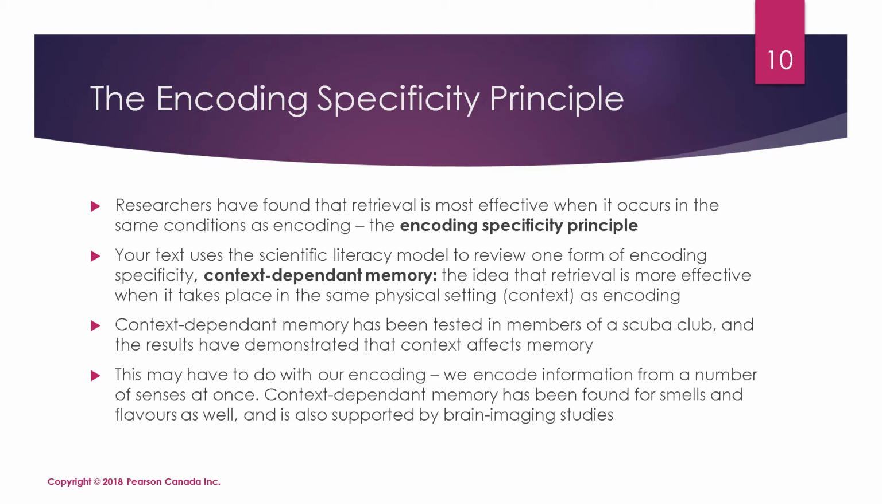This may have to do with our encoding and how it works. So basically what happens is, when we're encoding information, we don't just encode it from one of our senses, we tend to encode it from a number of senses at the same time. And so context-dependent memory would work because if you're in that same physical setting, you're likely to have a lot of the same sights and same sounds and same smells and things like that around you. So those things might actually act as retrieval cues for helping you retrieve your memories.